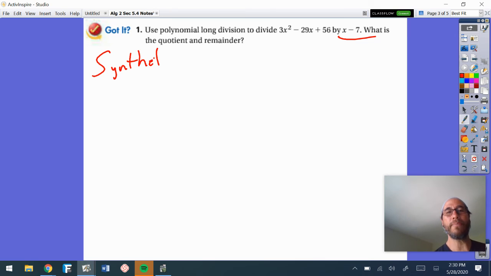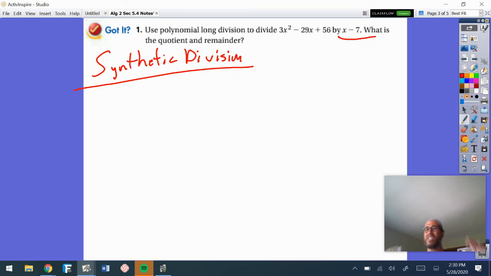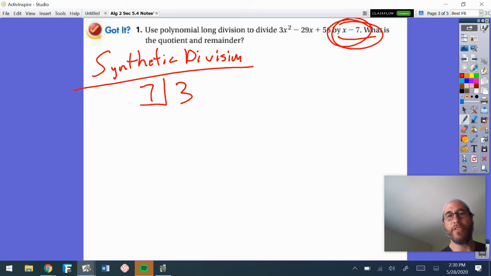I challenge everybody at home right now. Come on, step out of that box. Try it right now on your own by hitting pause, and let's see if we all get it. All right, remember the most important step, hopefully you unpause, is what makes that 0. Well, it's x minus 7, so what makes it 0 is the opposite, positive 7. So positive 7 comes out here in the little box, okay? And then remember, the coefficients go here. So we have a 3, a negative 29, and a 56.